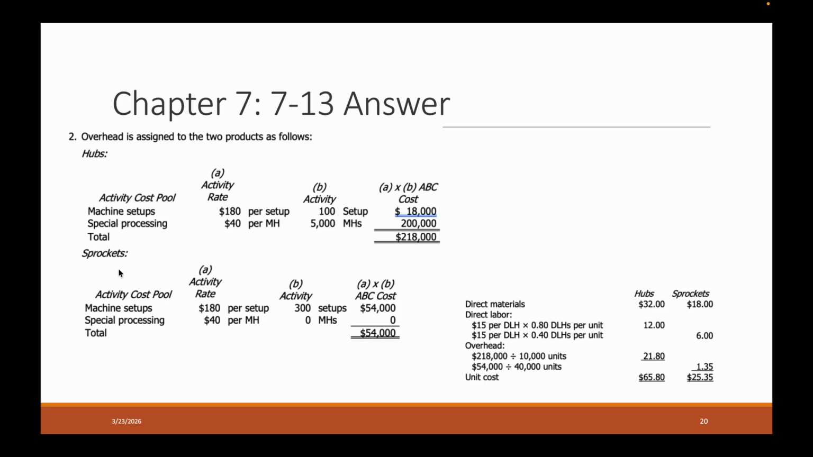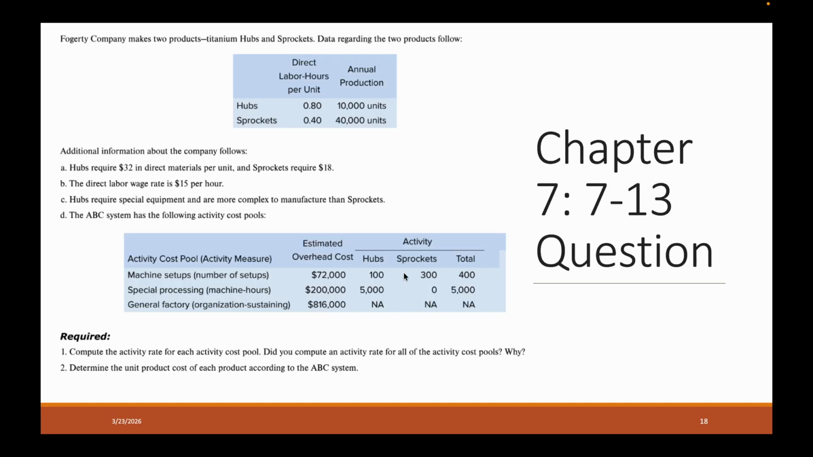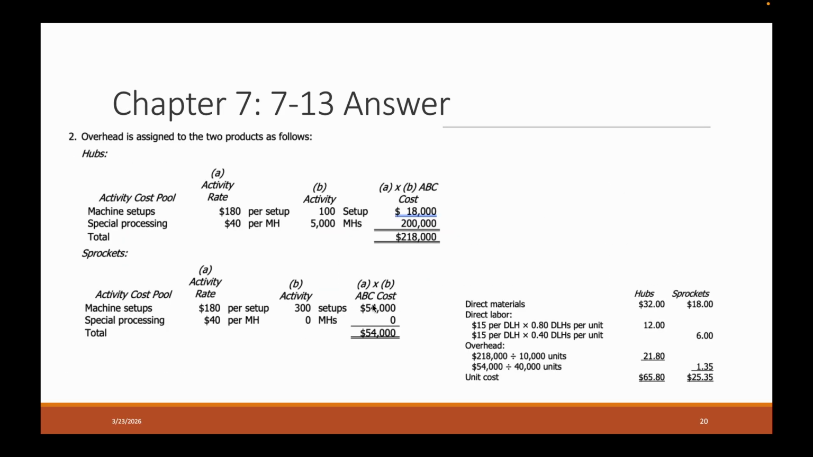Now looking at sprockets, we're going to figure out how much overhead. $180 per machine setup, and this one's using 300 setups, again, as given to us in the problem. That gives you an ABC cost of $54,000. For the special processing, since the sprockets are less complex than the hubs, there's going to be 0 machine hours used for special processing, and so that's going to be $0, and that means our total manufacturing overhead is going to be $54,000.